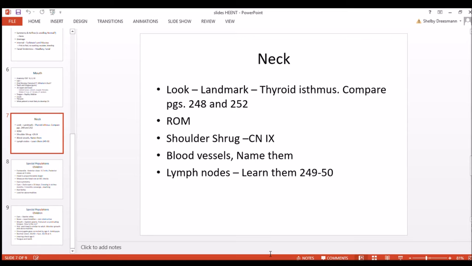A hordeolum is a sty, an acute infection of the sebaceous gland, and it is usually due to Staphylococcus aureus. It's painful, red, and edematous, so it can cause edema.